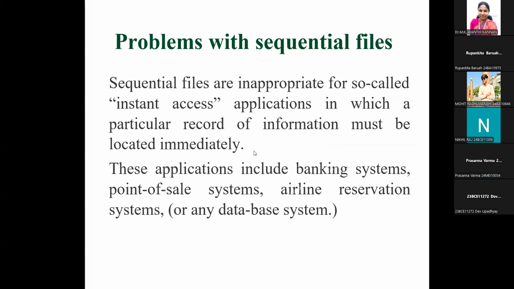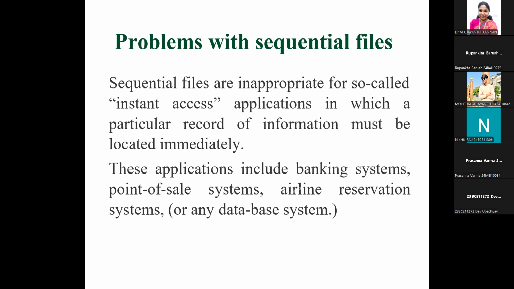And what are the drawbacks of using sequential access files? Sequential files are inappropriate for so-called instant access. If you are using a file in sequential access form, accessing the 10th data directly is not possible. We have to read the first one, second one, third one, up to the ninth one. Then only we can read the 10th record. So instant or direct access is not possible.